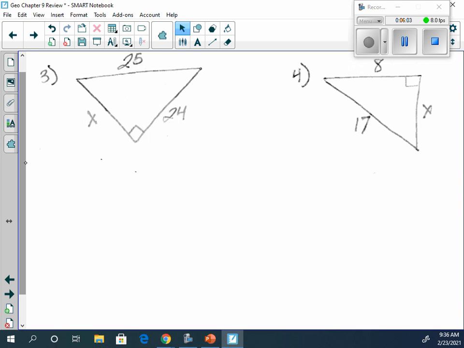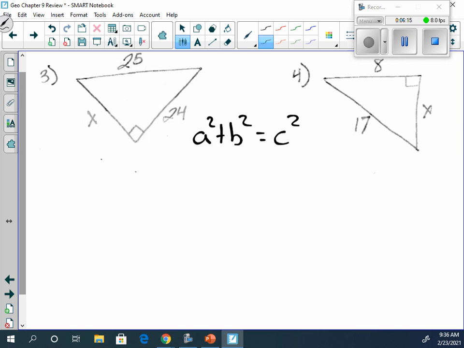Now these here are a little different. They're not completely different, but they're just a little bit different, because we're still going to be using the Pythagorean theorem: a squared plus b squared is equal to c squared. So we will be using this here.